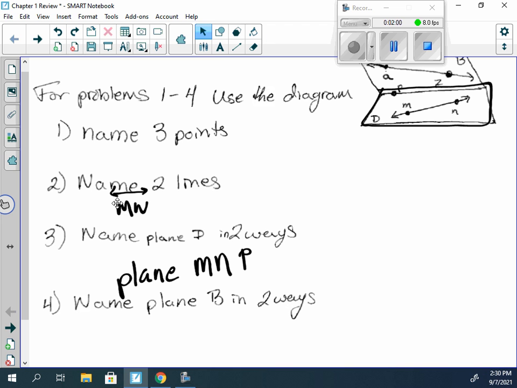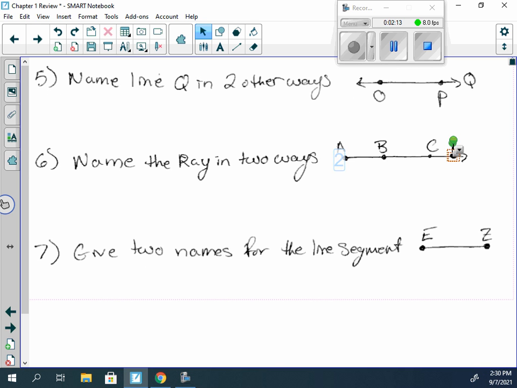All right, guys. So questions on 1 through 4. Naming 3 points, naming 2 lines, naming a plane. Are we good with 1 through 4? Okay. Questions on 5 through 7. So I think there's a question on number 5, name line Q in 2 other ways. So what would one way be? OP and PO.